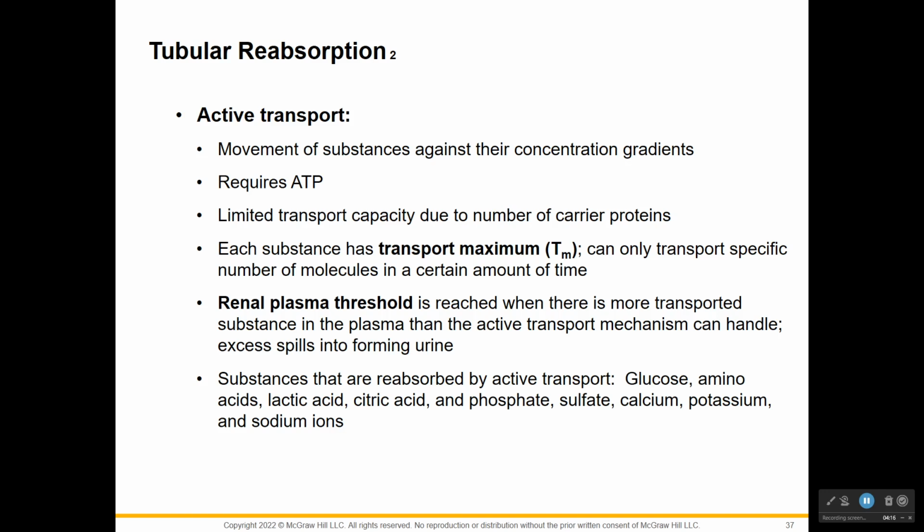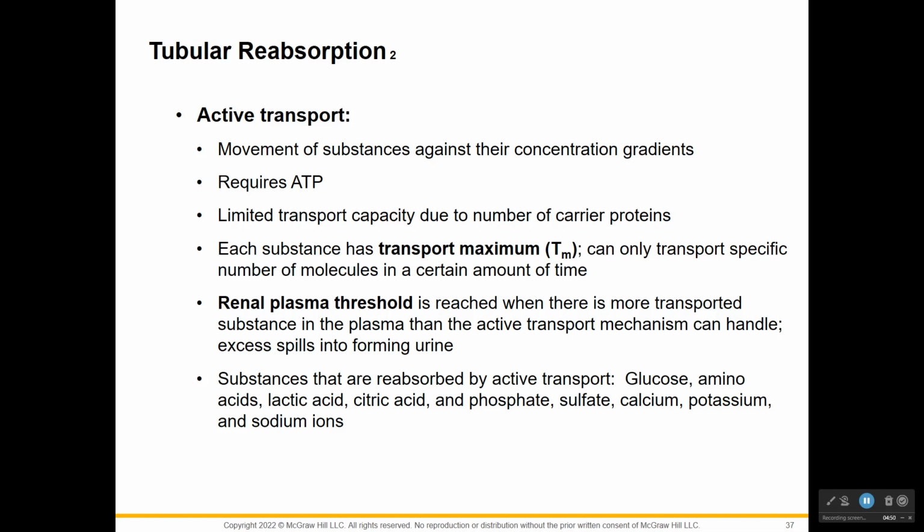And so the renal plasma threshold is reached when there are more transported substances in the plasma than the active transport mechanism can handle. What they're saying here is you have all this material in the filtrate that we want to reabsorb into the blood, and there are pumps trying to get all this good stuff back in the blood. But as the fluid is flowing, we're not going to be able to get it all. And so some is going to be seen in the urine.